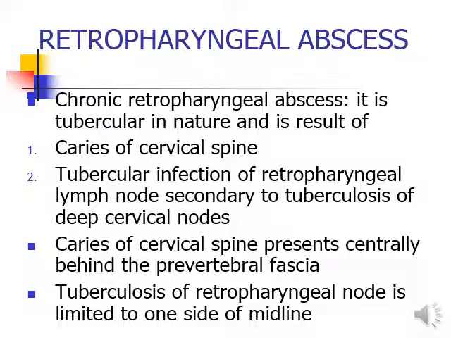On the other hand, the chronic retropharyngeal abscess is actually a tuberculous infection. The tubercular infection of the retropharyngeal lymph node is secondary to pulmonary tuberculosis or the deep cervical lymph nodes. It's caries of the cervical spine presenting centrally behind the prevertebral fascia. The tuberculosis of the retropharyngeal lymph node is limited to one side of the midline.